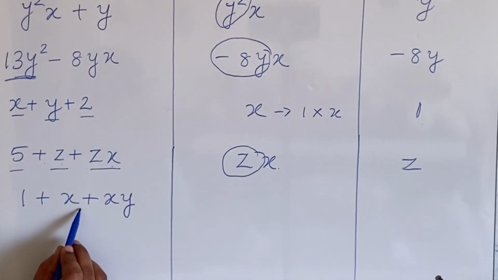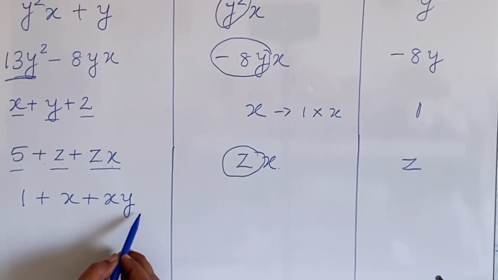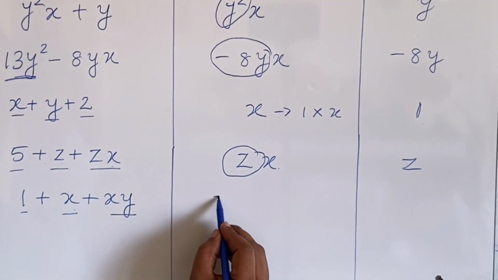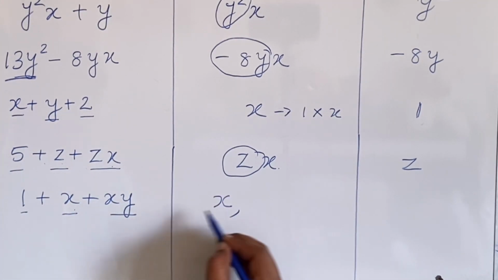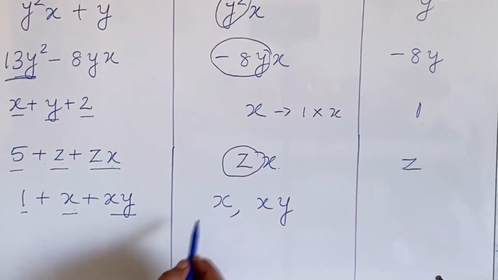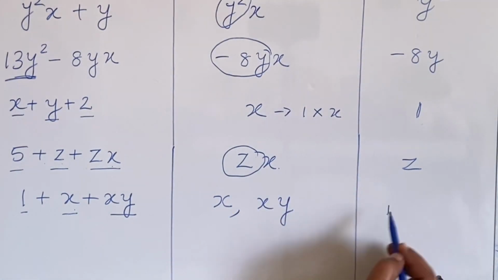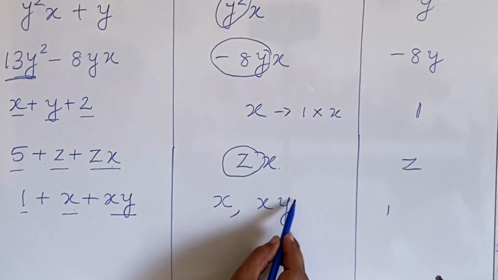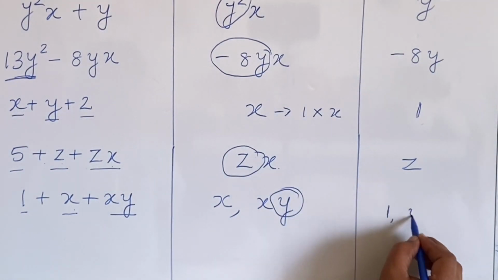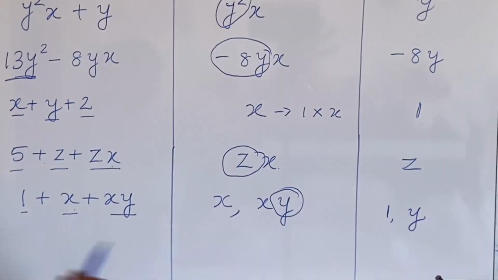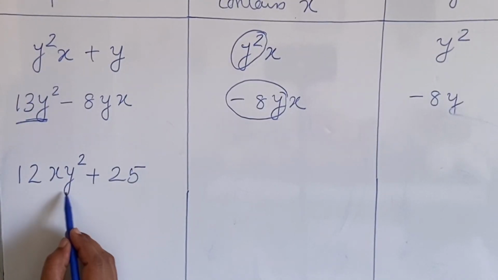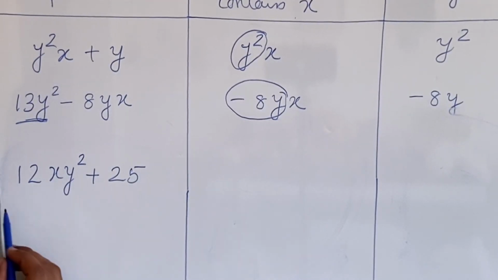The next one is 1 plus xy. The terms which contain x are x and xy. And for the term x, the coefficient of x is 1, and for the term xy, the coefficient of x is y.